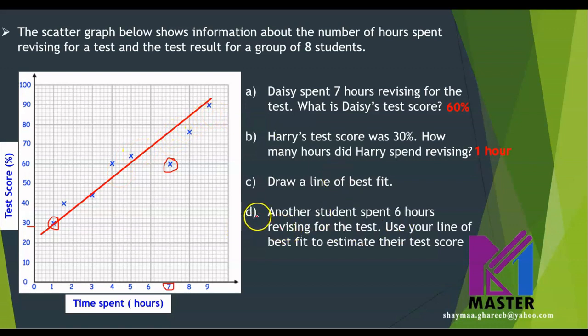Same as the coming question here. Another student spent 6 hours revising for the test. Use your line of best fit to estimate their test score. So we are going to go to number 6 hours and we'll go up until we meet the line of best fit. Then we are going to read the score, which is 68%. So the line of best fit can give us an approximated value for any data that is not included in the question.